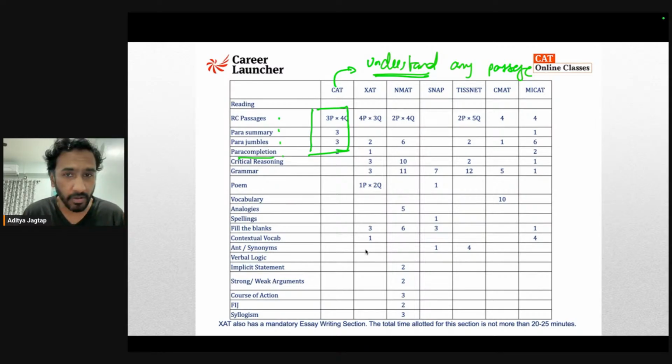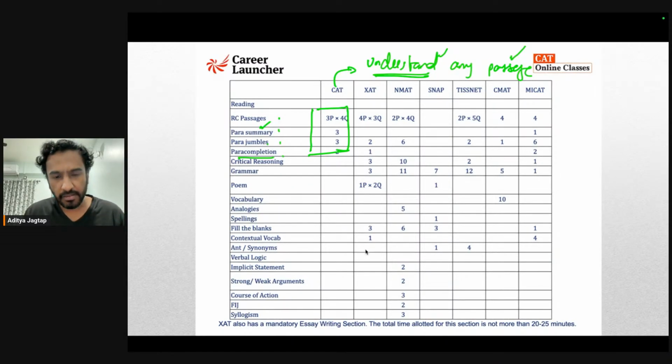Para completion you may not have heard of. We'll take a look at these. You can tell what summary is, and para jumbles is a mix of information. But essentially, it's all about whether we can comprehend any text-based information. All right. So that's what is expected from us. So let's work and build towards a strategy that can bring us somewhere close to our ideal score.